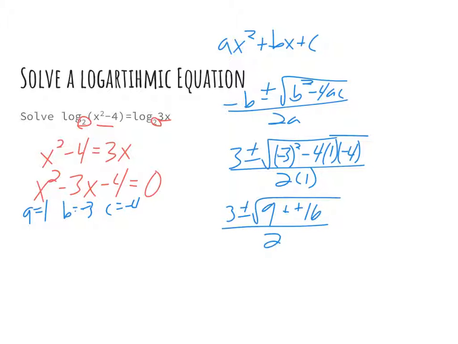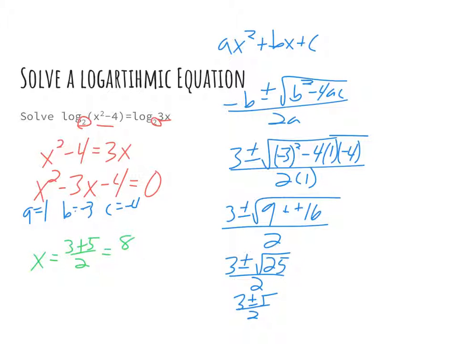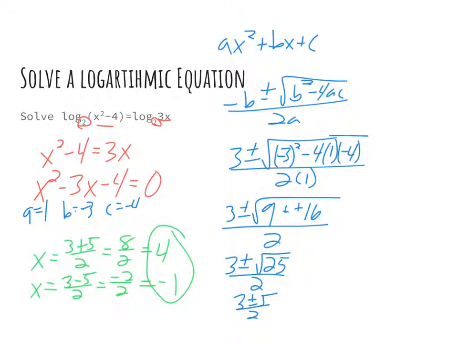Minusing a negative is just like adding a positive, so underneath my square root, I've got 9 plus 16, which is 25. Square root of 25 is 5. So my two answers are going to be 3 plus 5 over 2, which is 8 over 2, which gives me 4. And then 3 minus 5 over 2, which is negative 2 over 2, which is negative 1. So my two answers are 4 and negative 1.